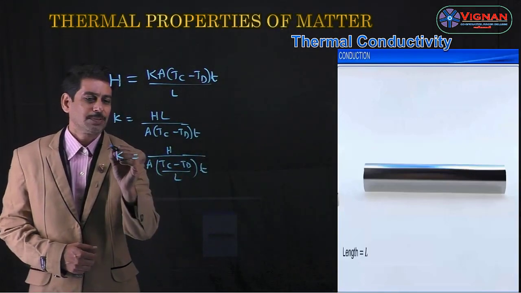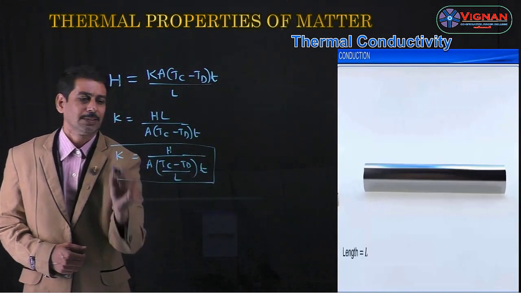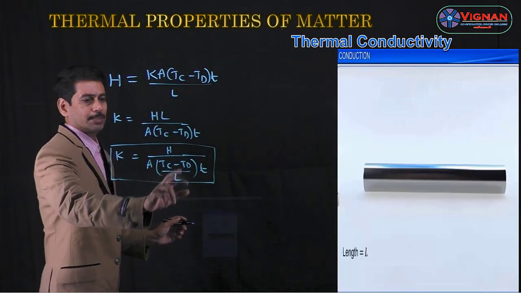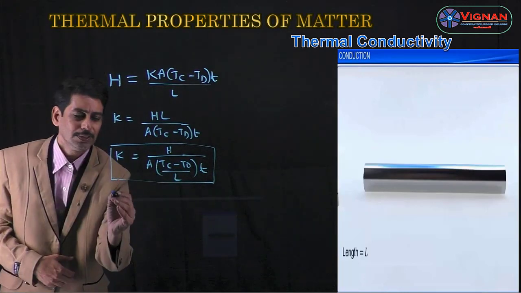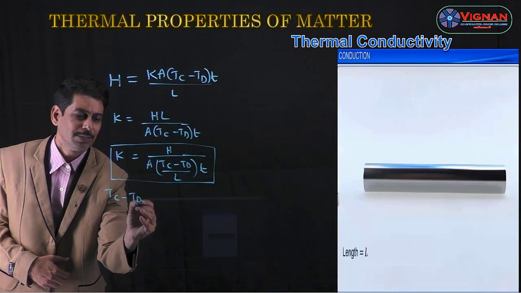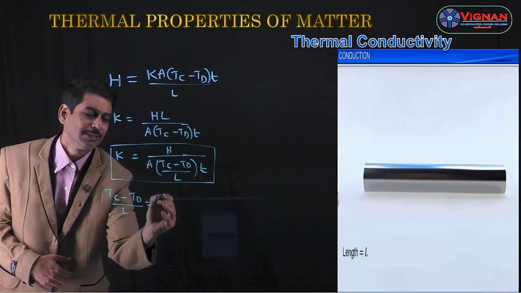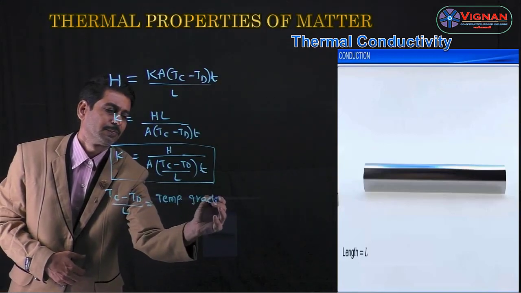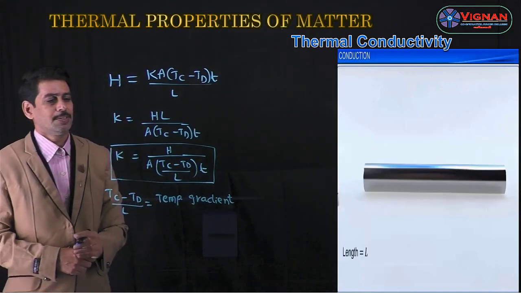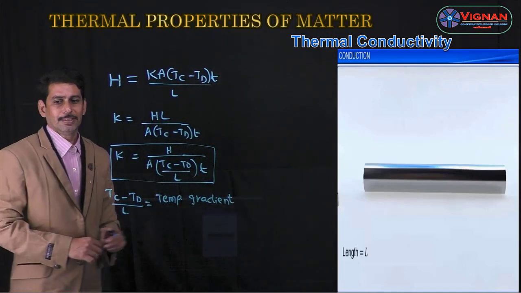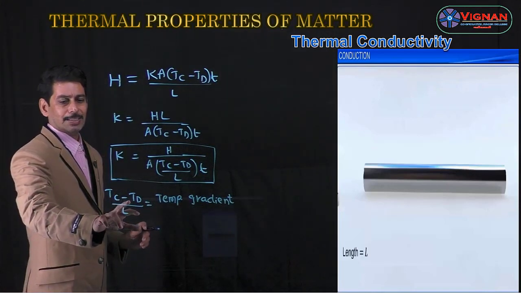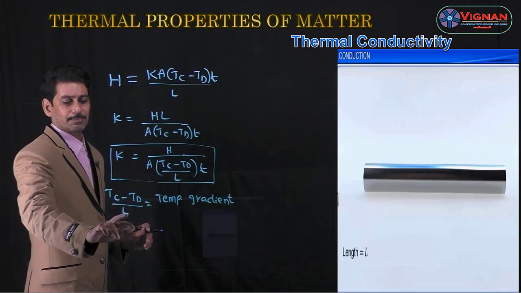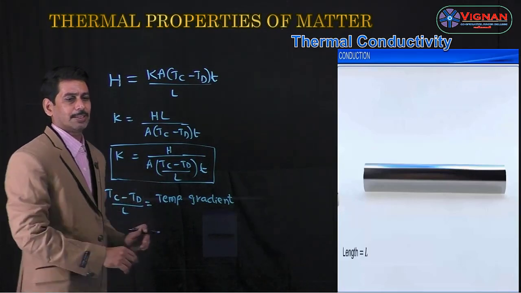So this is the expression for the coefficient of thermal conductivity. K is equal to H by A into (Tc minus Td) by L into T. Here (Tc minus Td) by L is called the temperature gradient, that is, the change in temperature acting for unit displacement or unit length.